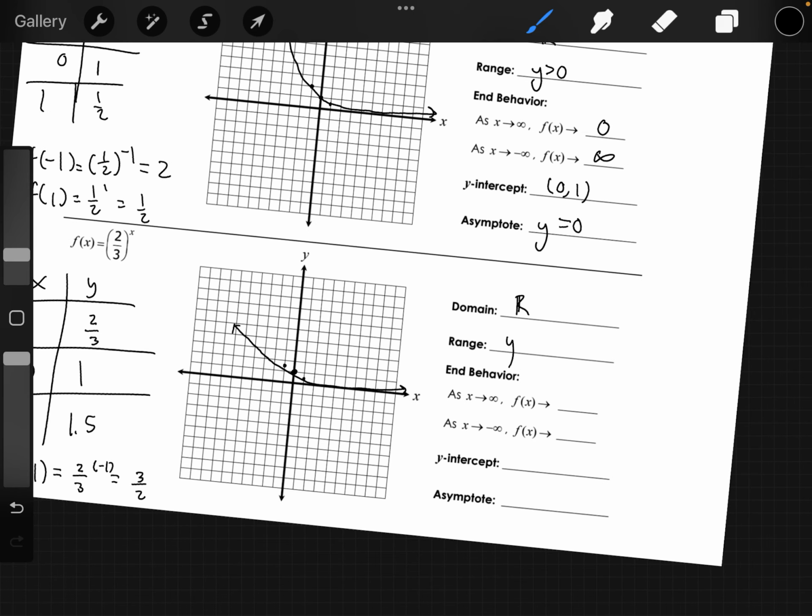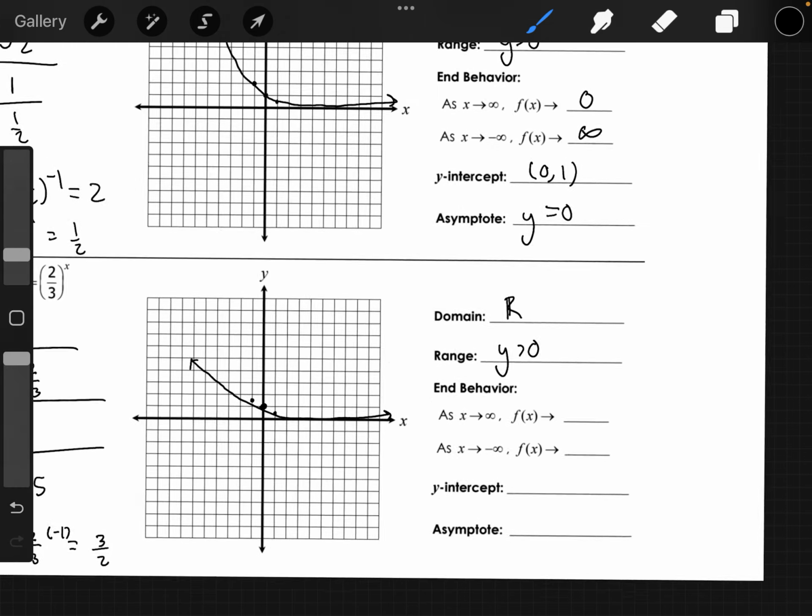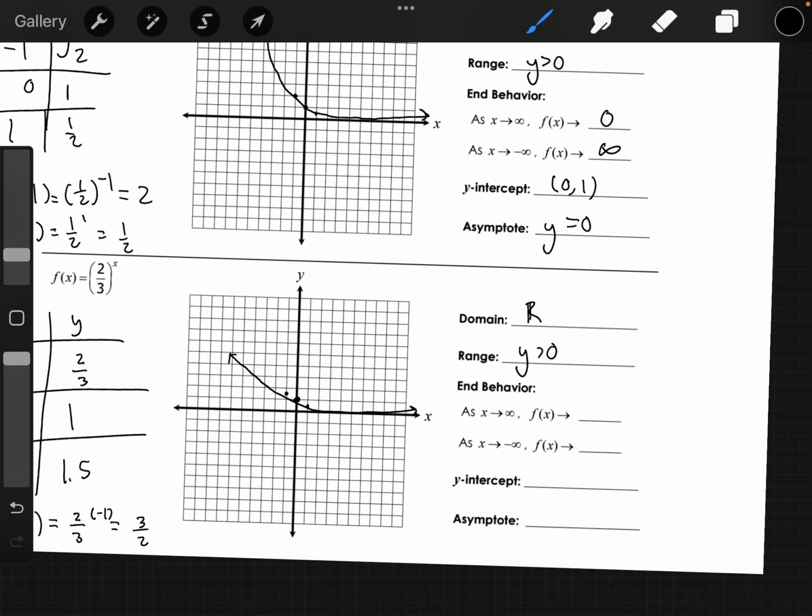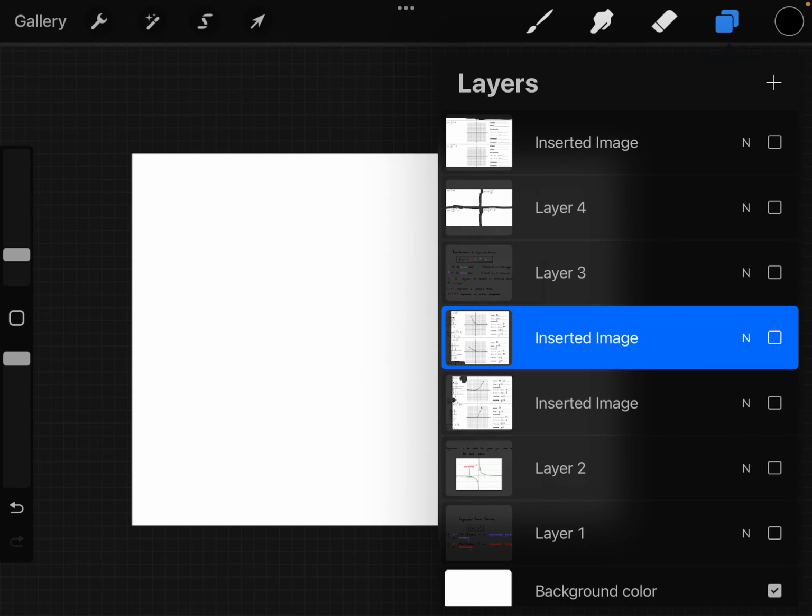So the domain is all real numbers, and the range is y is greater than 0. The end behavior, as x moves towards positive infinity, f of x moves towards 0. As x moves all the way to the left or towards negative infinity, f of x goes up to positive infinity. The y-intercept is at (0, 1), and the asymptote is y equals 0.